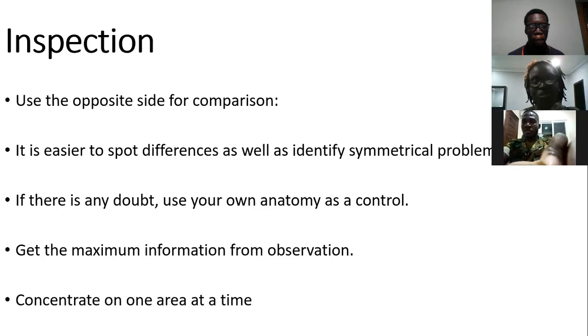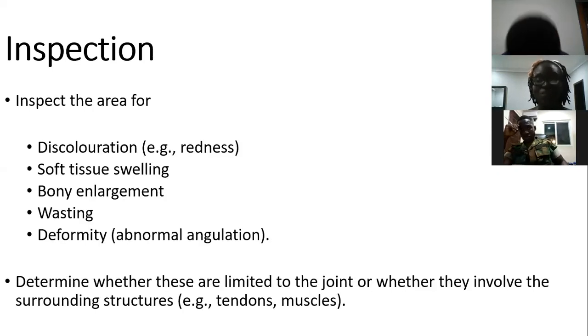Okay. If you see something on the shoulder joint, you are not sure, or on the arm or any other part, you are not sure, you can look at yourself and see if you find that abnormality there. Of course, we are assuming that you are normal. Okay. So concentrate on one part of the body at a time.